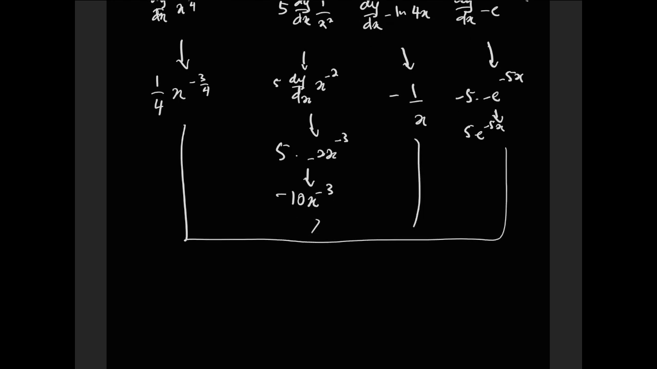So the first one, we have 1 over 4 x, or I can just write down x over 4 to the power of negative 3 over 4. Okay, and then minus with 10x to the power of negative 3. Then minus with 1 over x. And then plus with 5 exponent negative 5x. So this should be its derivative.